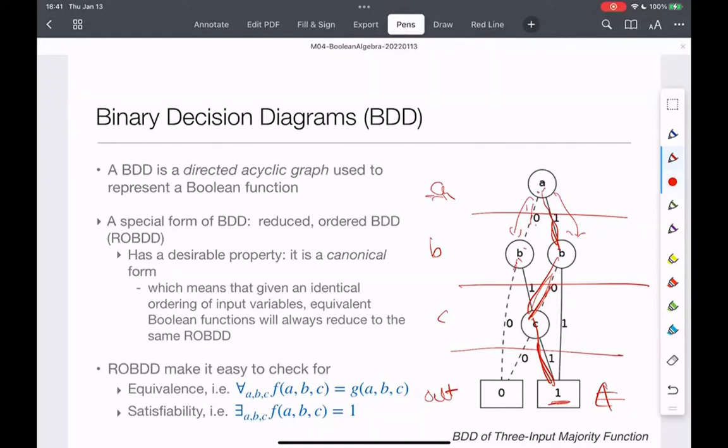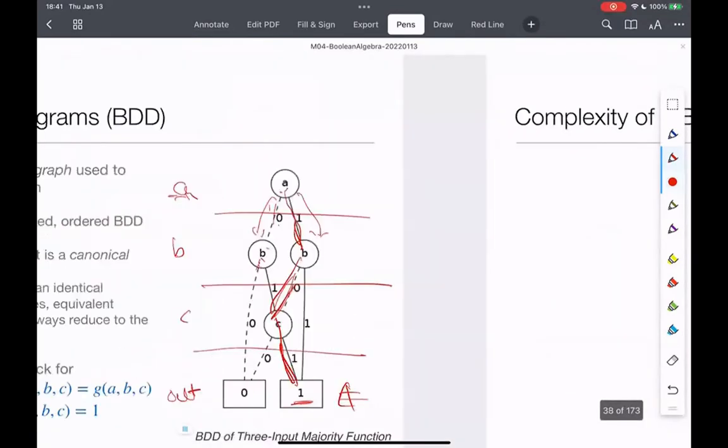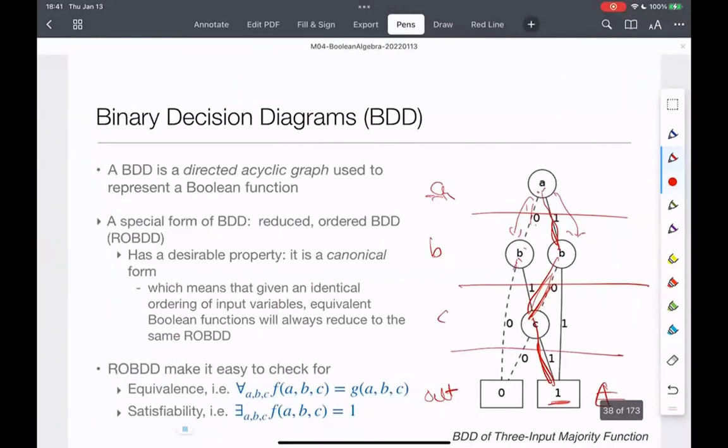But that's kind of the nice property of this thing. You think about it, if I give you a truth table of two functions and I ask you, are those two functions the same? Then what's the complexity? Well, you have to compare all the rows. And if there are 2 to the power n rows, you'll have to do 2 to the power n comparisons. So it's exponentially hard, right, in that case.